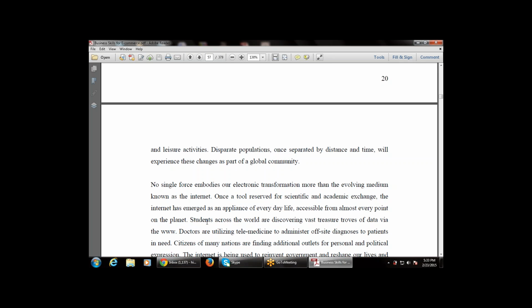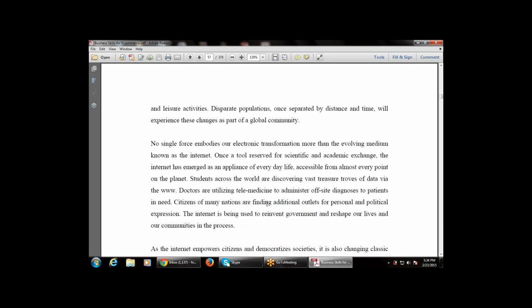Doctors are utilizing telemedicine to administer off-site diagnosis to patients in need. That is, sometimes doctors are also using telemedicine to treat various patients who require telecommunication. Citizens of many nations are also finding additional outlets and benefits of e-commerce for their personal as well as political expression.